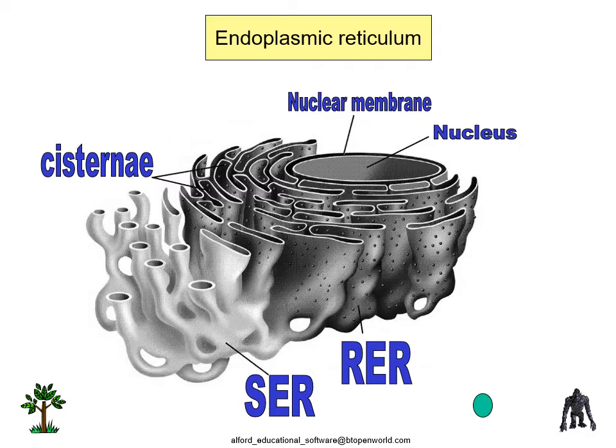Whereas on the ribosomes, the rough endoplasmic reticulum, that's where we're joining together amino acids by condensation reaction to make polypeptide chains. So really, the ribosome is the site of the protein synthesis, but the rough endoplasmic reticulum transports the protein, and the smooth endoplasmic reticulum is the site of lipid synthesis and transport.